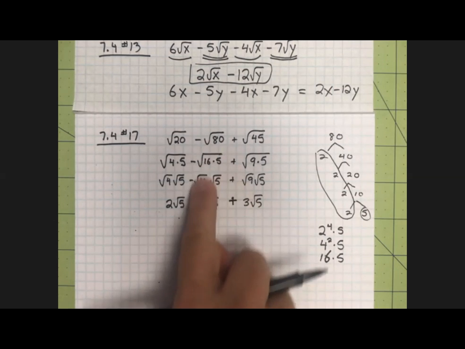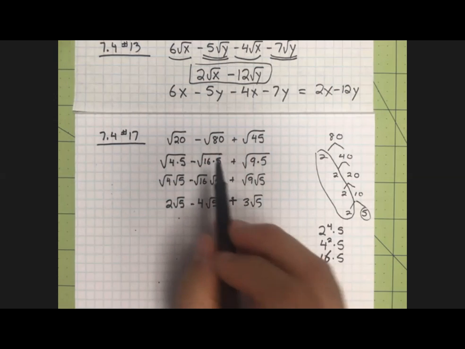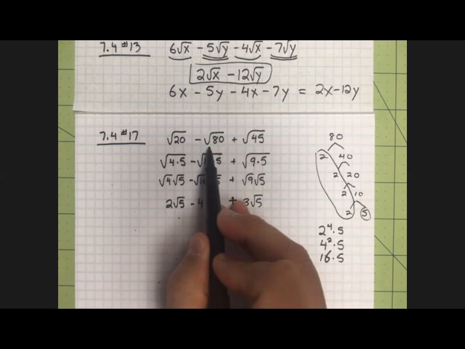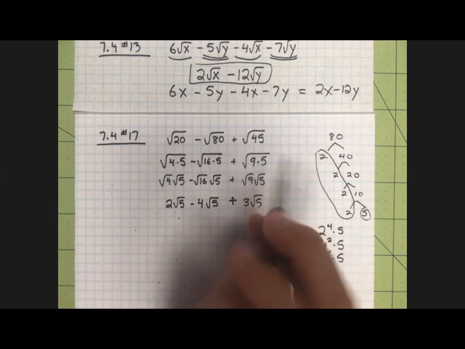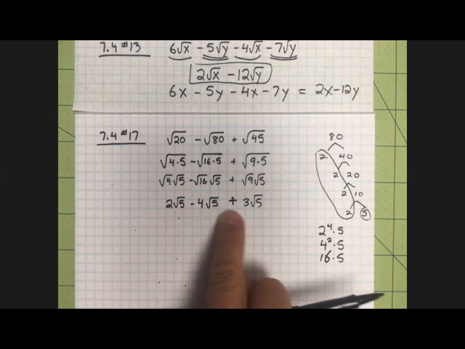Now, I wrote too many steps here. I was being really careful with all the steps. But do you see what happened? These three people looked totally different, but they're not. They were all actually made out of the square root of 5.